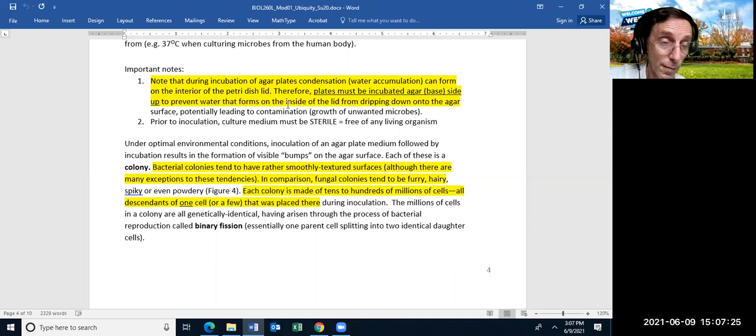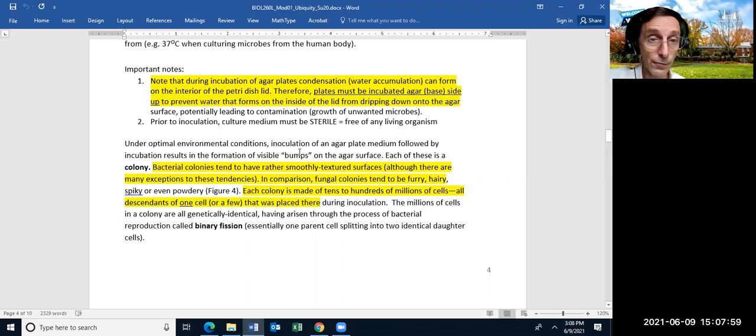If you were to put the plates in the incubator right side up, with the lid on top, the moisture would condense on the lid and then drop down into the bacteria, dispersing the bacteria. And so we want to prevent that from happening. So we always incubate plates in the incubator upside down.